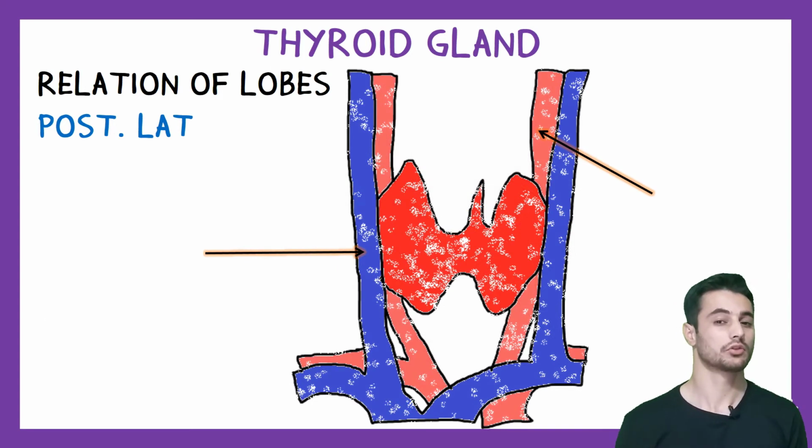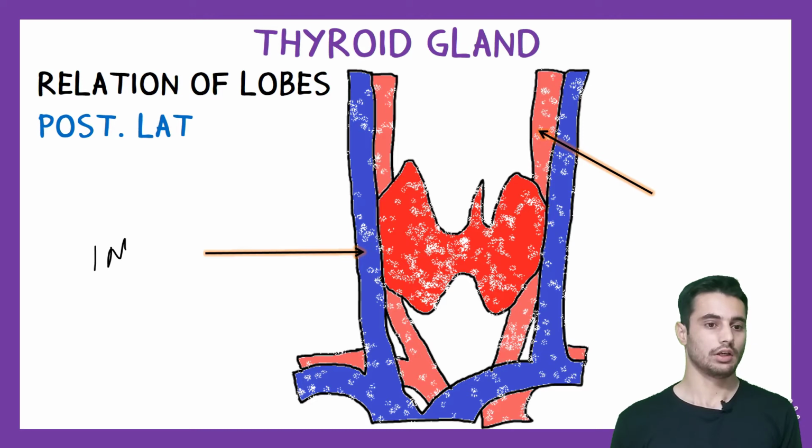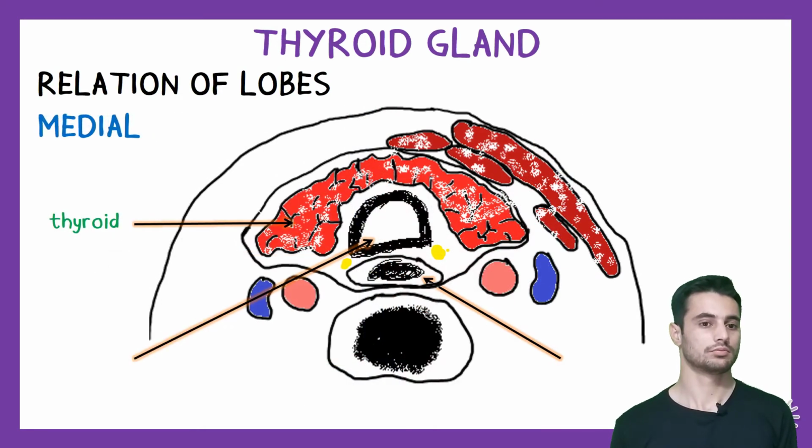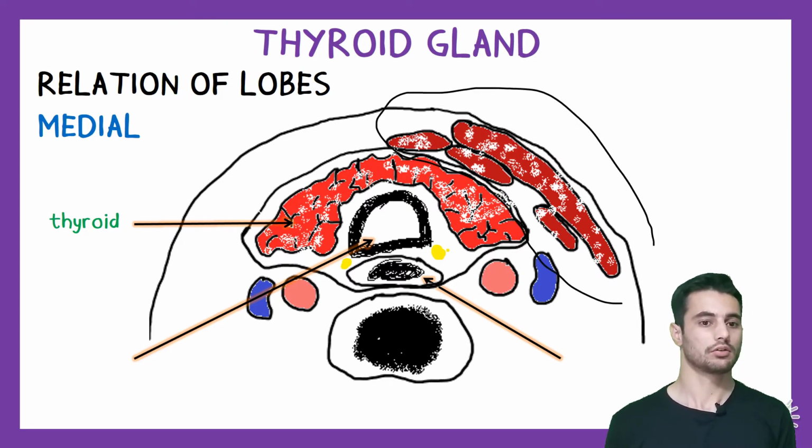Let's have a look at the posterolateral relation from another angle. The internal jugular vein, correct, and the common carotid artery are bounding the thyroid gland posterolaterally. We have talked about the anterolateral relation and the posterolateral relation. The anterolateral relation includes this part, and the posterolateral relation includes these two vessels along with the carotid sheath.